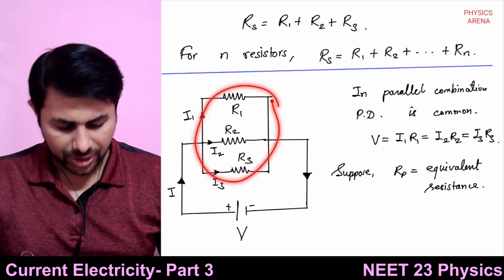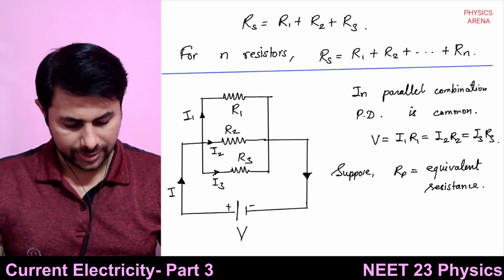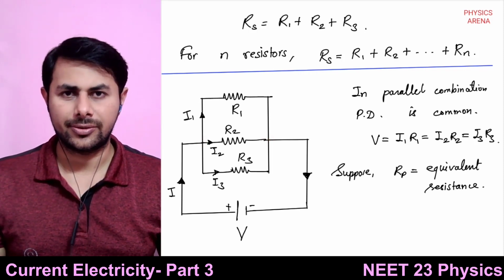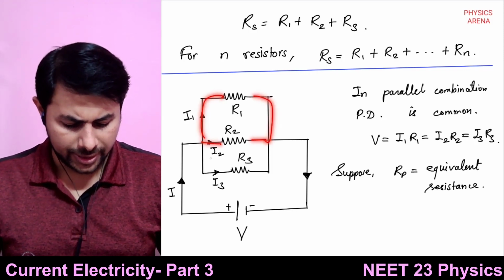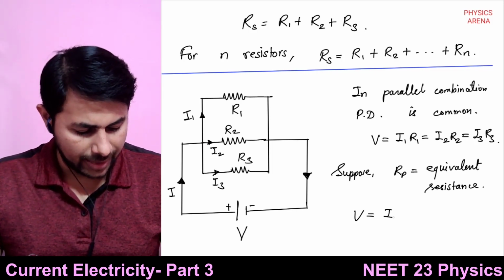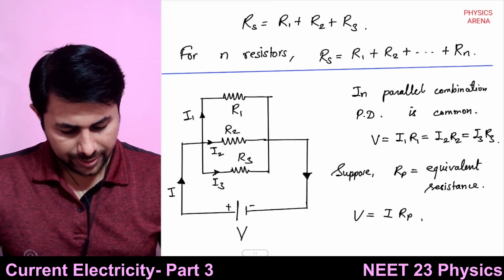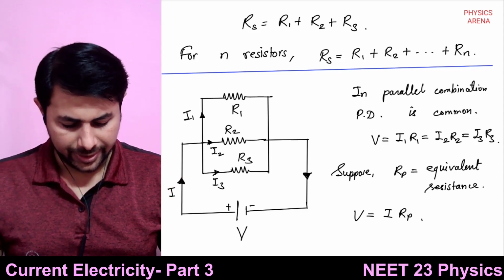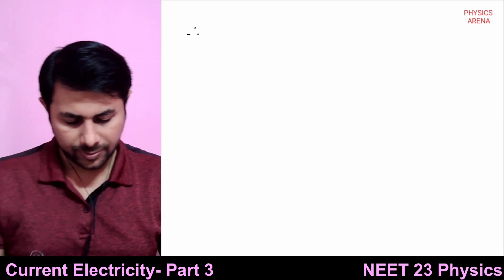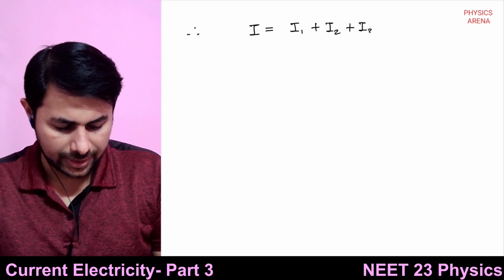So what will be the potential difference across Rp? It is also the same, because the equivalent resistance is connected between the same two points where the two ends of all three resistors are connected. So I can say V is equal to I multiplied by Rp. Then the total current I gets divided into three parts, I1, I2 and I3, and therefore I is equal to I1 plus I2 plus I3.